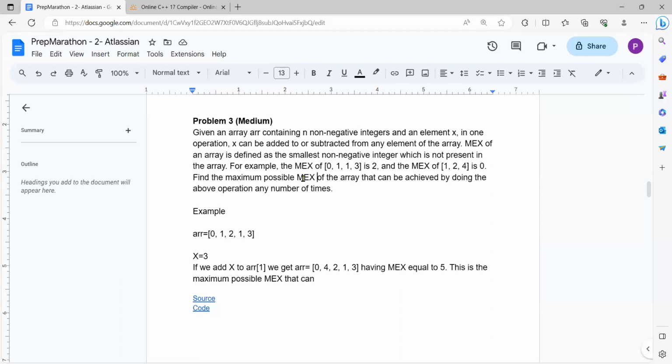So you are given an array ARR. So let us bold this out. Containing n non-negative numbers. So this is very important because in MEX problems we don't have negative values. Non-negative integers and an element x. Okay, so element x is also given.